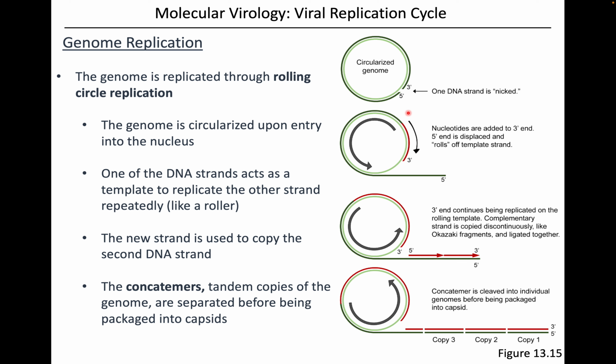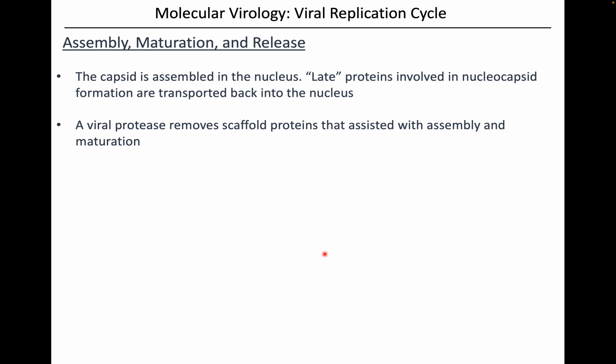And you could kind of picture this whole thing just rolling as we go through the replication cycle, and you'll end up producing tandem copies of the genome referred to as concatemers, that can then be individually packaged up into capsids, so you get multiple copies here being produced essentially back to back to back. Okay, so we crank out a bunch of copies of the genome there in the nucleus, and then this is also a little unusual. We're actually going to assemble the capsid inside of the nucleus.